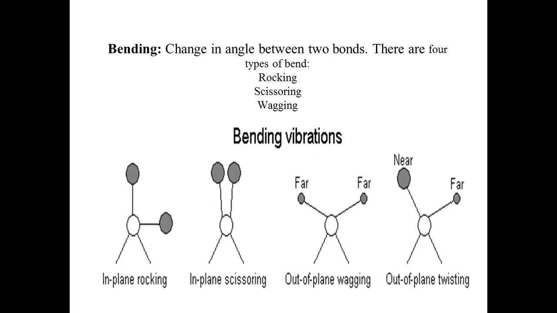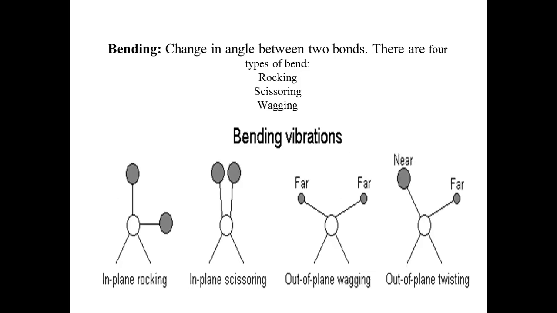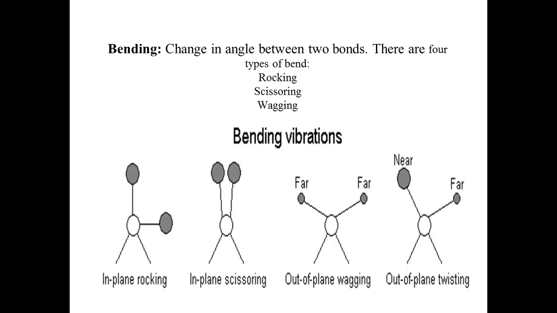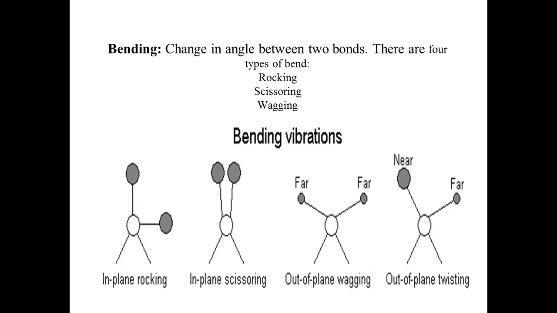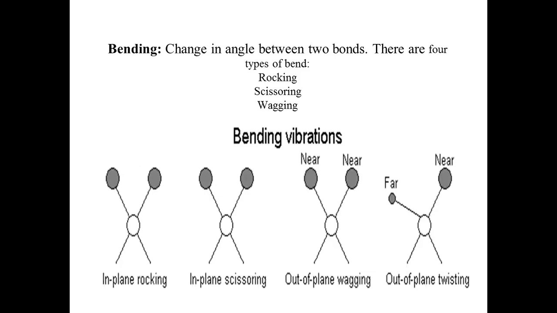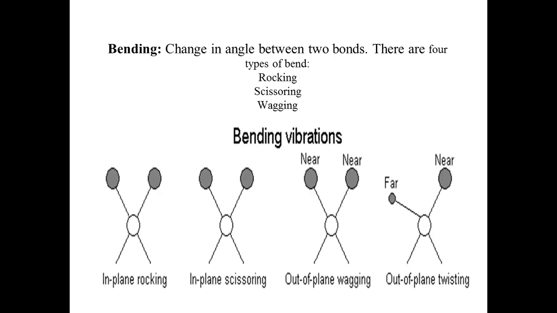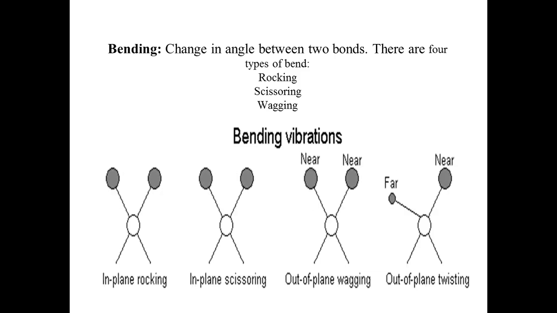So they were initially, suppose, in a flat plane. They have left that plane and they have come out from the plane closer to the observer. Again, they have gone away from the observer. So while doing this, the initial plane is being changed. You call this an out of plane wagging vibration. While in case of twisting, these two atoms are not in agreement. When one is coming closer to the observer, the other one is going away from the observer. So you will call this an out of plane twisting kind of vibration.